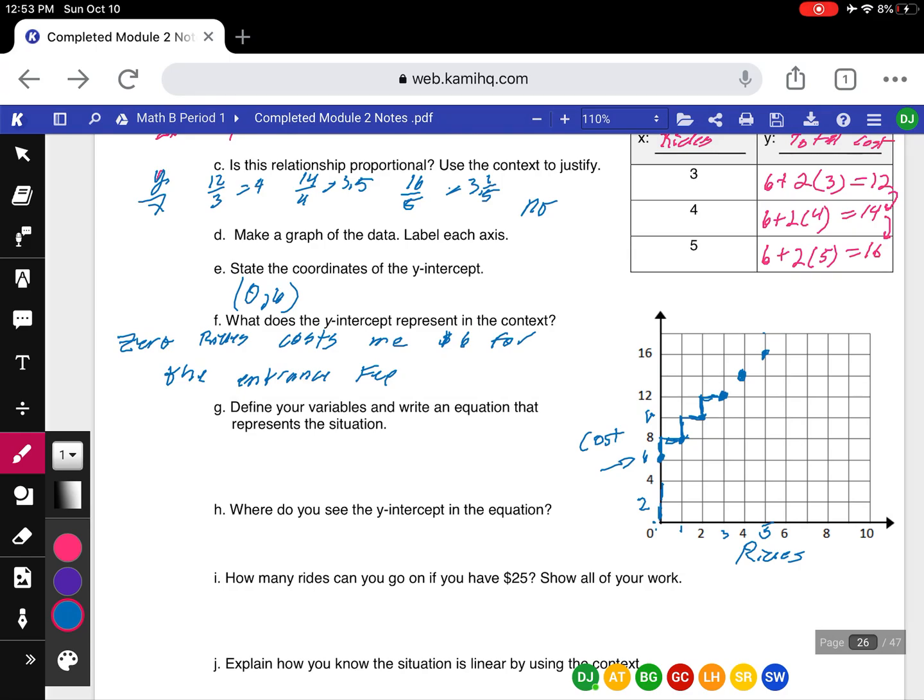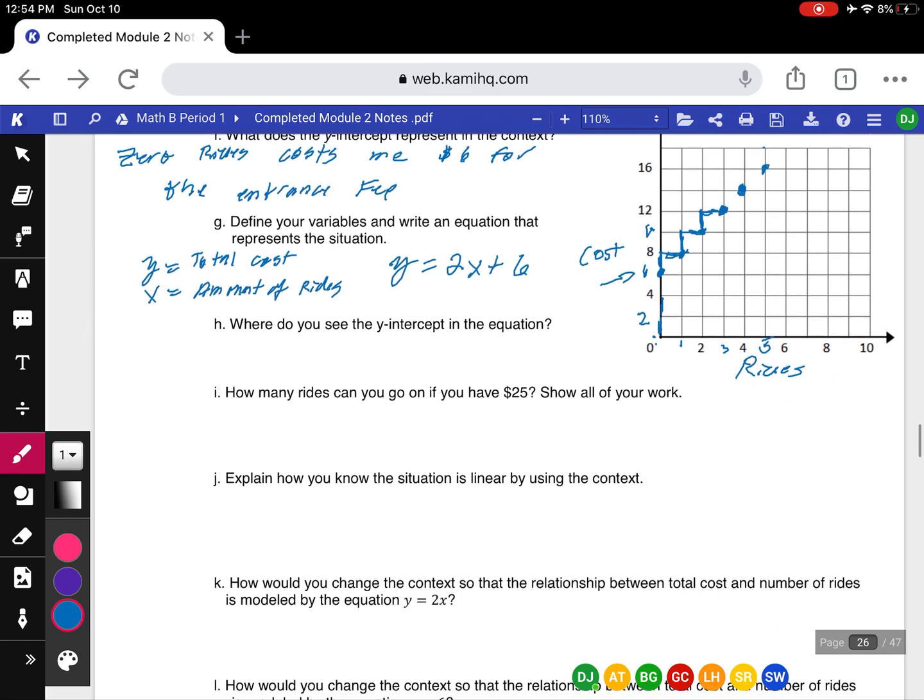Now define your variables and write an equation. All right, well, y is going to equal total cost, and x equals the amount of rides. And what this is saying then is the total cost is equal to $2 per ride plus $6 to get in. Your constant, no matter how many rides you go on, is going to be the $6 to get in.